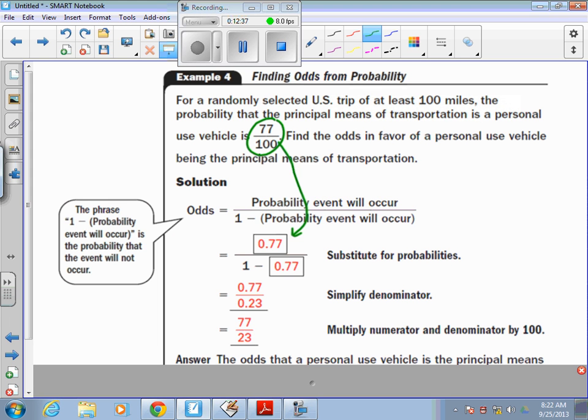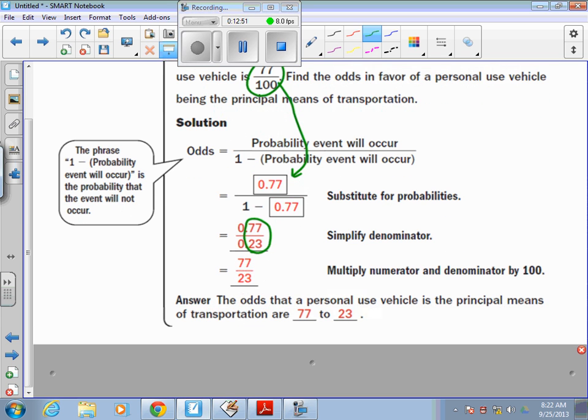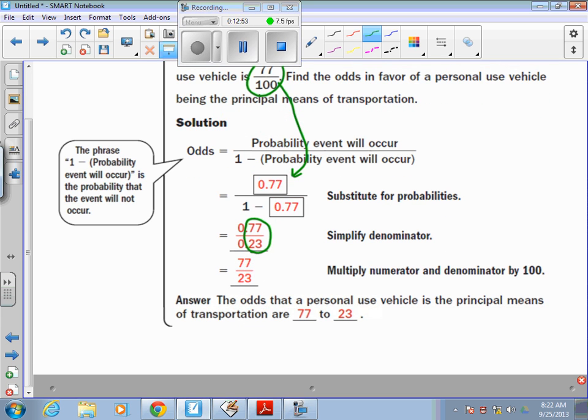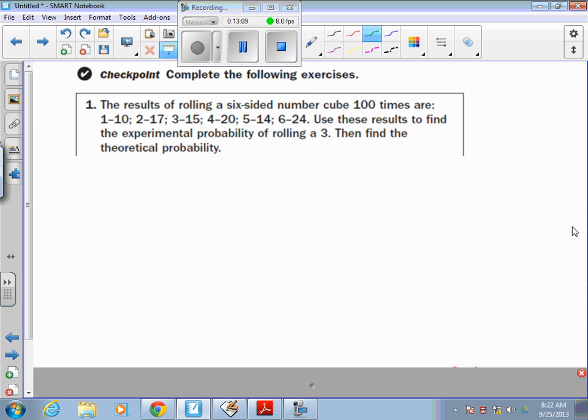So 0.77, and if you add 77 and 23, just look at it for a second, you know that number comes up to 100. So 77 to 23 are the odds a personal vehicle is used, or 77 to 23. Again, 1 minus the probability. This is just taking probability and creating odds from it. Something that you need a couple examples, or you need a little practice to make it make a little bit better sense.